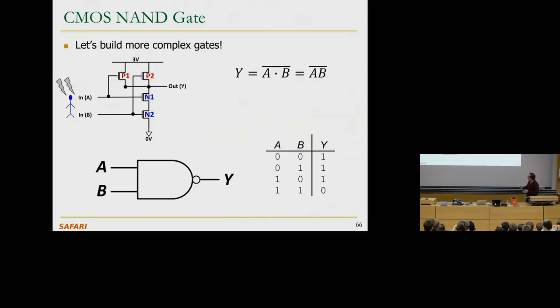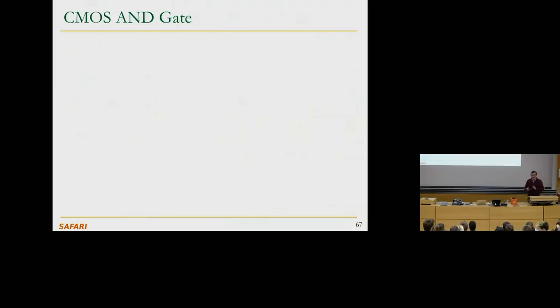Okay, before I move on, this is the truth table that we have for NAND as I just showed you. This is the concise truth table as a logic gate. If either A or B is 0, output is 1. If both A and B are 1, the output is 0. Okay, so how do we build AND?